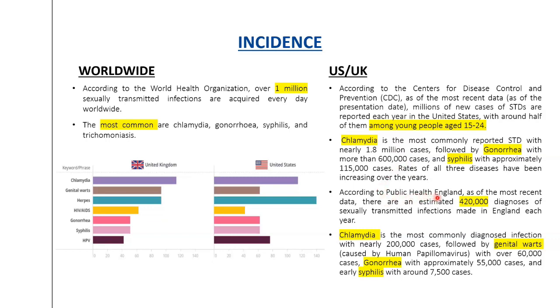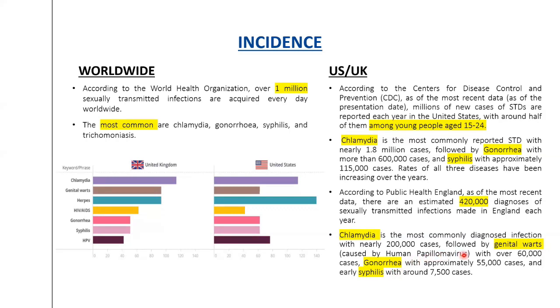According to Public Health England, as one of the most recent data, there are an estimated 4,20,000 diagnoses of sexually transmitted infections made in England each year. Chlamydia is also a very common infection here. It is number one, with nearly 2 lakh cases, followed by genital warts caused by human papilloma virus.